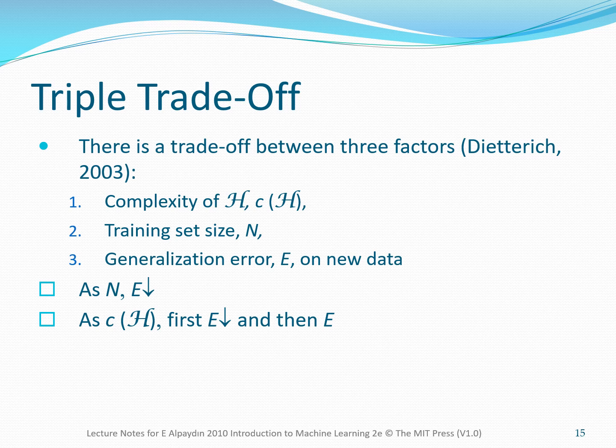Triple trade-off. You can see there is a trade-off between three factors: complexity of H, c(H), training set size N, and generalization error E on new data. As the amount of training data increases, the generalization error decreases. As the complexity of the model class H increases, the generalization error decreases first and then starts to increase.